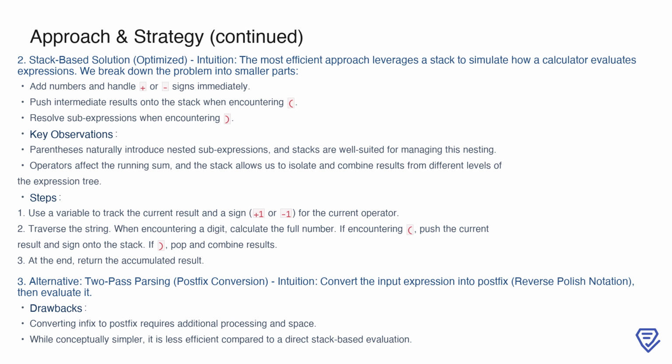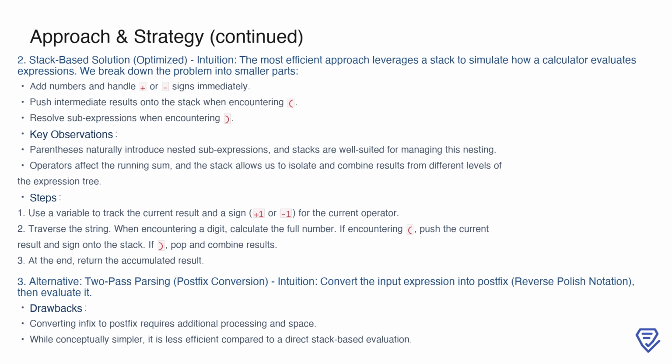When we encounter a closing parenthesis, we pop the stack to combine the result of the sub-expression with the previous state. This takes advantage of the stack's ability to naturally manage the nesting introduced by parentheses. Key to this approach is tracking the current operator as either +1 or -1, ensuring that numbers are added or subtracted correctly. Additionally, by processing the string in a single traversal and using the stack to manage intermediate results, we achieve a clean, iterative solution that avoids the inefficiencies of recursion.